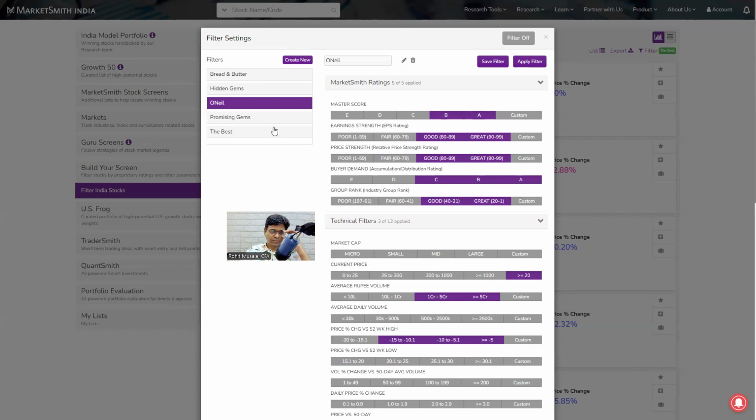Today I want to discuss the O'Neill filter. Okay, the William O'Neill filter, the filter that William O'Neill used to use in the US market, and how the same can be applied to the Indian market.